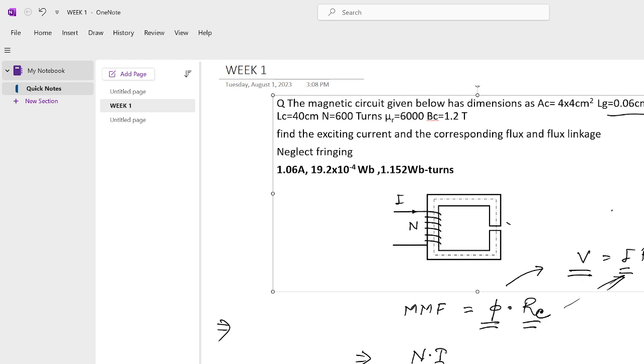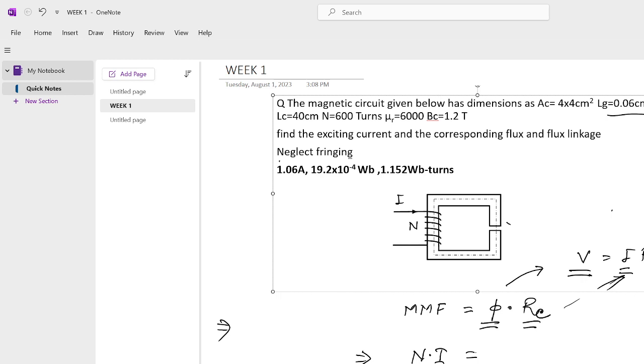Ni, is equal to phi into reluctance. Okay, it has given neglect fringing. What do you understand by neglect fringing? Suppose this is the air gap. We assume that flux lines are passing under ideal condition. We imagine that total flux lines are passing from one cross section entering the next cross section without jumping. If fringing is happening, some of the flux will pass like this, and another way the flux will go like this. It will not enter through this cross section. Clear?